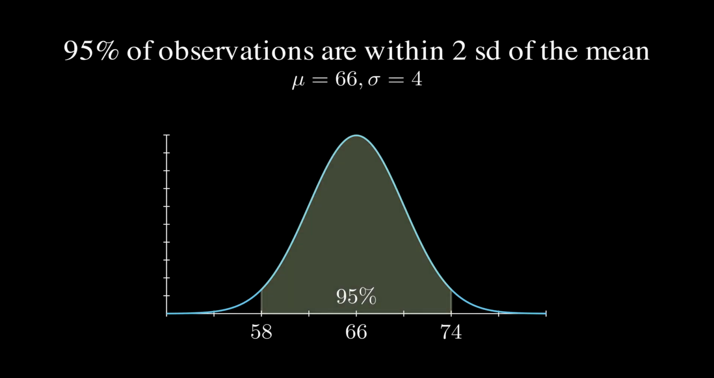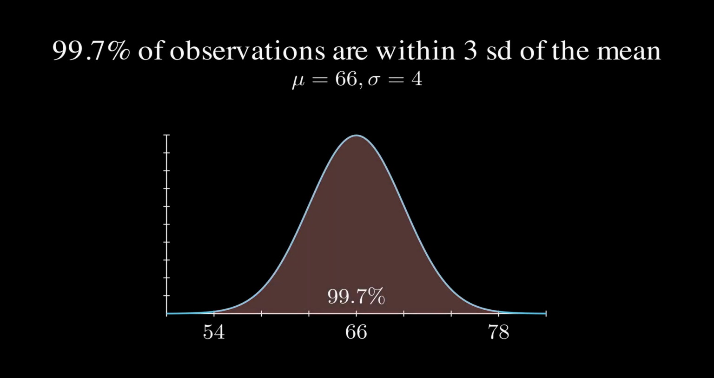95% of the observations are within 2 standard deviations of the mean, meaning 95% of people are between 58 and 74 inches tall, because those are both 2 standard deviations or 8 inches away from the mean. And similarly, 99.7% of observations are within 3 standard deviations of the mean, or within 12 inches. So 99.7% of people are between 54 and 78 inches tall.